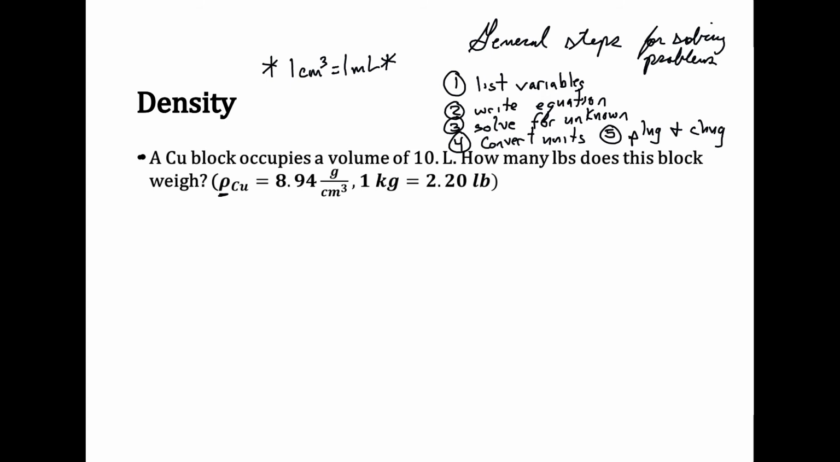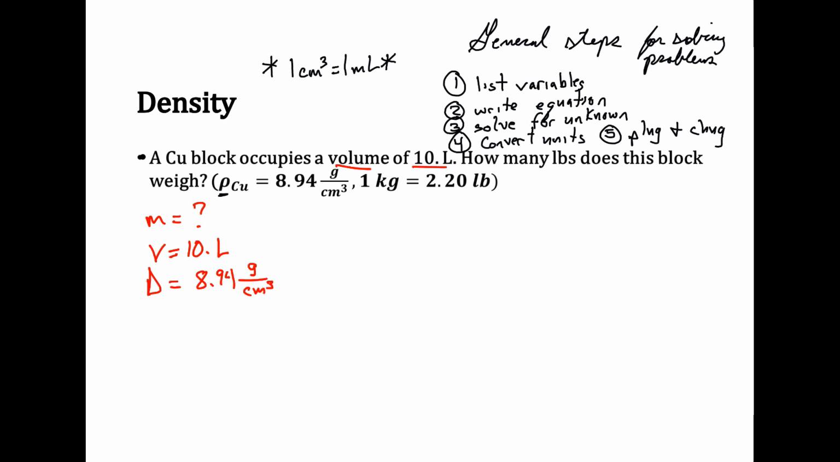So the first step is, let's make a list of our variables. We're looking for pounds, so we're going to relate the mass to that. We don't know the mass. We do know the volume. The volume is 10. liters. We'll talk more in a later lecture about why I have 10 with the decimal point and why that digit is significant. Then we're also given the density of copper to be 8.94 grams per cubic centimeter.